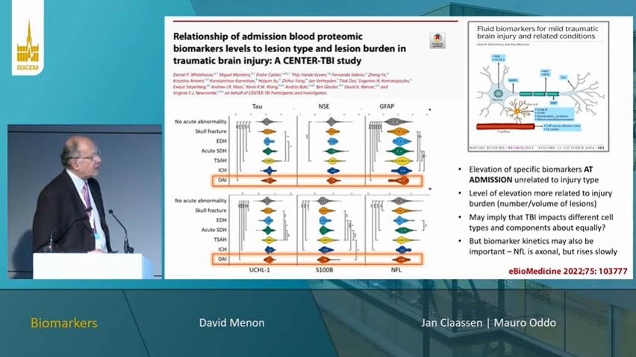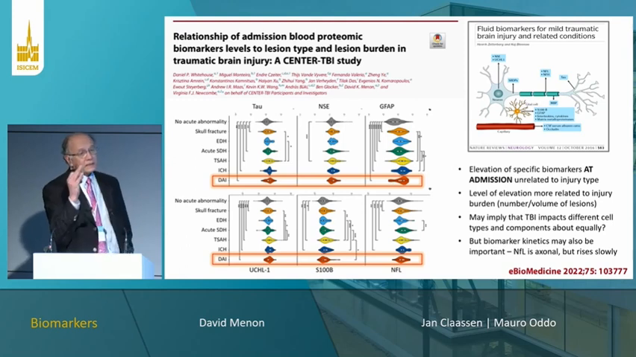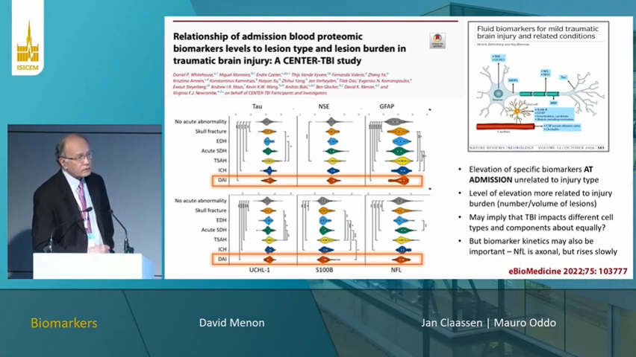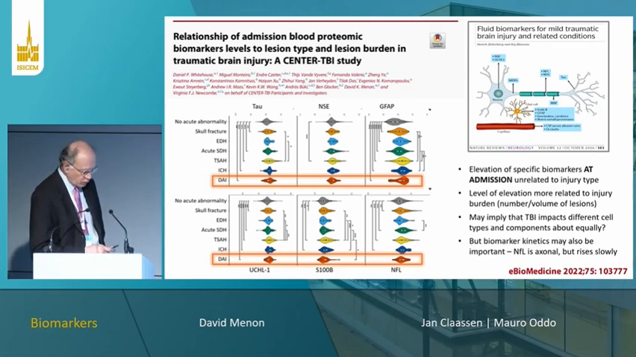And this work from Dan Whitehouse looked at the overall volume of injury. And it may be, one hypothesis is that TBI impacts different cell types and compartments roughly equally, but we know that that's not the case. I think it's much more important to understand that the biomarkers' kinetics affect this. And because NFL, for example, is a late rising biomarker, it only gets to its peak by 1 to 2 weeks, maybe making those decisions about what type of injury there is a little more difficult.